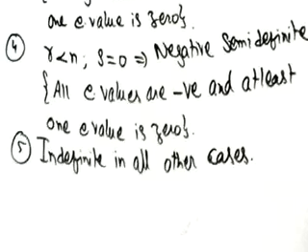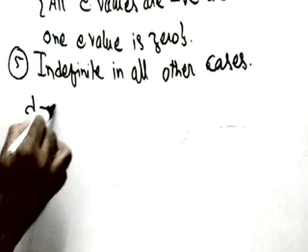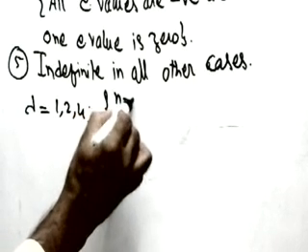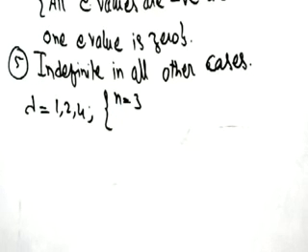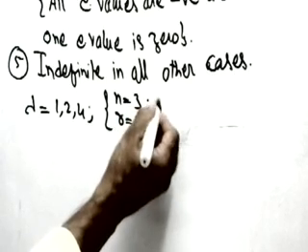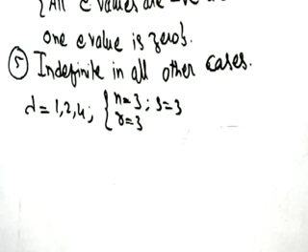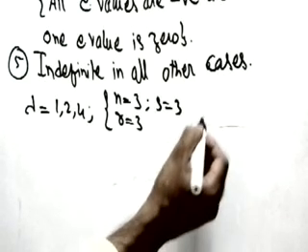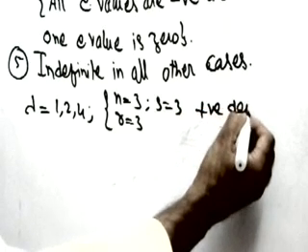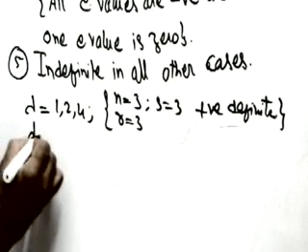I'll give some examples. Suppose the lambda values are 1, 2, 4. Now see here, the variables, we are taking n equals 3. Rank is also 3 here. Now S is the number of positive terms, which is also 3. All 3 are positive. So this is the first case. We say this is positive definite.